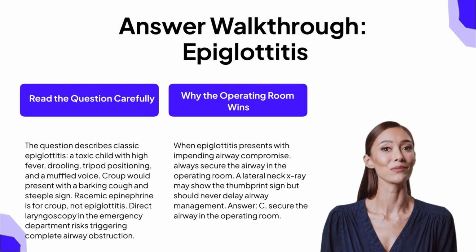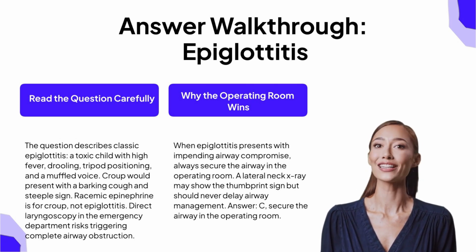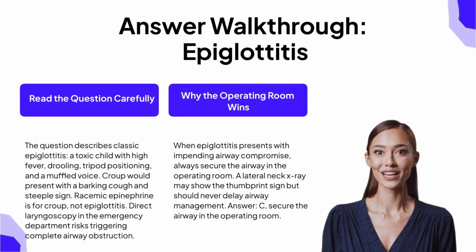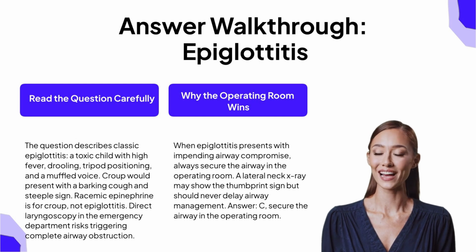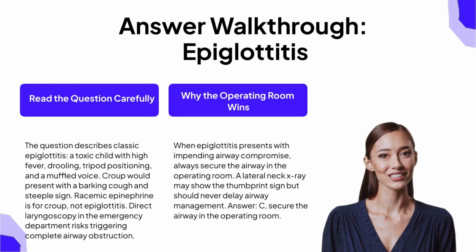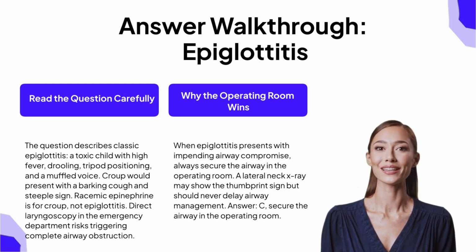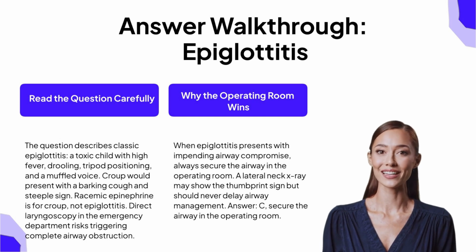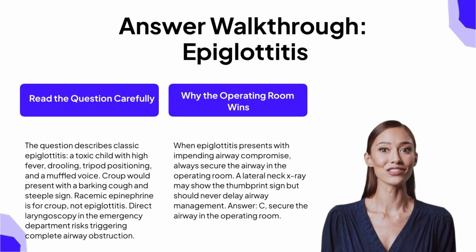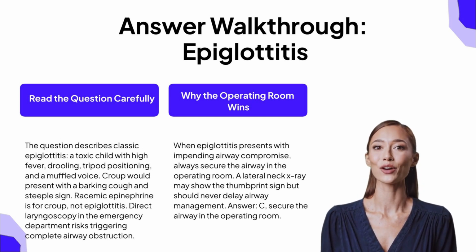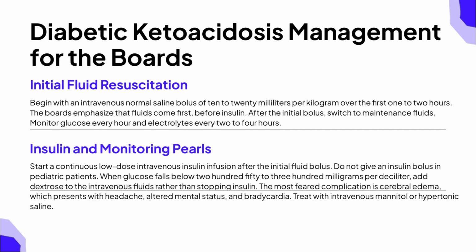Direct laryngoscopy in the emergency department is dangerous because manipulating the airway in an uncontrolled setting can trigger complete obstruction. Nebulized racemic epinephrine is the treatment for croup, not epiglottitis. A lateral neck X-ray showing the thumbprint sign may help confirm the diagnosis, but imaging should never delay definitive airway management when the child appears this sick. The correct answer is C. Secure the airway in the operating room because that is the controlled environment where the airway can be safely managed by anesthesiology and otolaryngology.